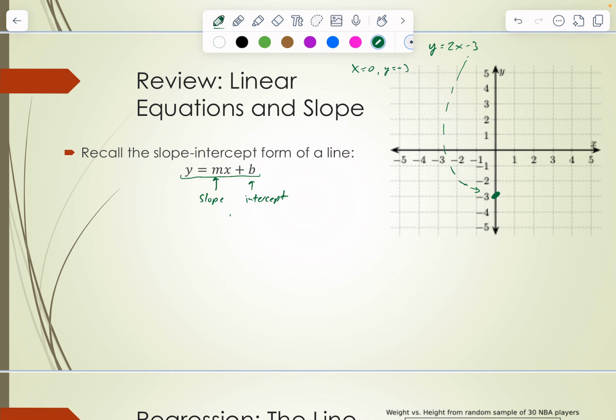Well, where do I go from there? My slope is going to tell me. If my x increases by 1, my y value is going to increase by m. Since my m is 2 here, I'm going to increase by 2. Another way to think about this is that m equals the rise over the run, or the change in y over the change in x. In our example, 2 is the same as 2 over 1, so it rises 2 as it runs 1. And so there's my line.